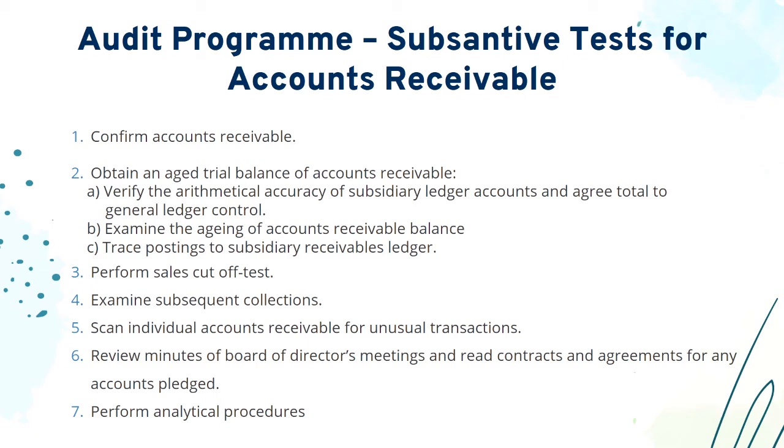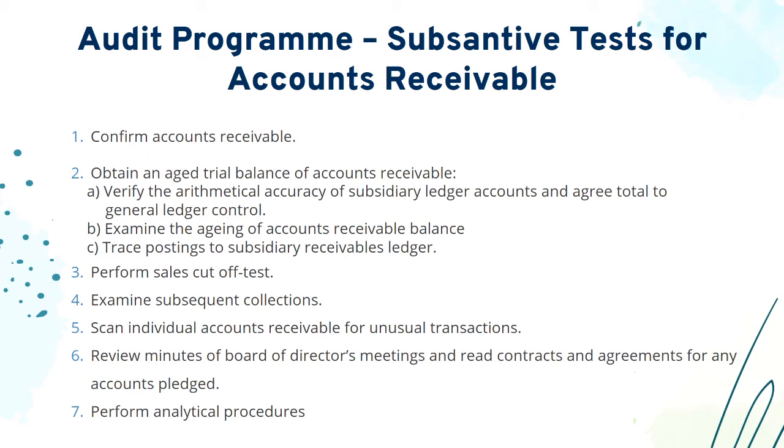Number 3, auditors need to perform sales cut-off test. So usually sales cut-off test means recognize revenue based on the date on which the sales invoice is generated. Okay. Next is examine subsequent collection, and then scan individual accounts receivable for unusual transactions, and then auditors need to review minutes of board of directors meeting and read contracts and agreements for any accounts breach. And the last one is perform analytical procedures.